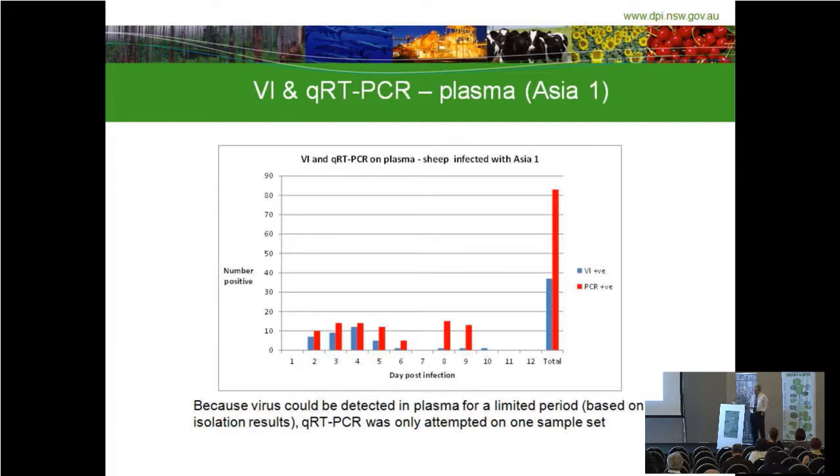Plasma samples were available, so we did get plasma and oral swabs, but the virus isolation results had shown that virus was detected for short periods in plasma, so there's nothing new about that. The red bars are the PCR results, the blue were virus isolation results. Now, these samples had been stored for a number of years, in some cases up to 10 years, so we don't know how good the quality of the samples was compared to what they originally started out. But you can see on the right-hand column the total number of positive samples by PCR is more than double the number by virus isolation.